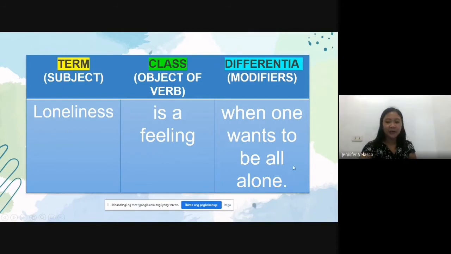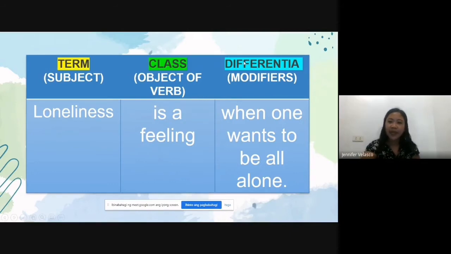Very good, Stephanie. So this is what I'm trying to point out here. Loneliness is a feeling when one wants to be all alone. Take note that our subject is loneliness. And when we speak of subject, it is the topic, the one being talked about. In Filipino, subject is the simuno. I hope I'm getting myself clear. And our class here is feeling. And this feeling is the object of the verb. Why is it called object of the verb? Because it appears after the verb is. Okay? Object of the verb.